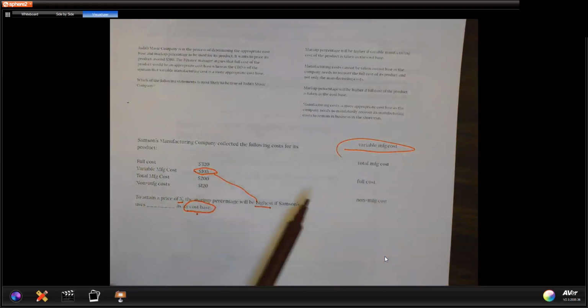As I keep saying, we practice here, but in the exam, I can do just the opposite. I could say, if we use which cost as the base, our markup percentage will be smallest. Then the answer will be full cost. If we use full cost as the base, our markup percentage will be the smallest. Does this make sense?